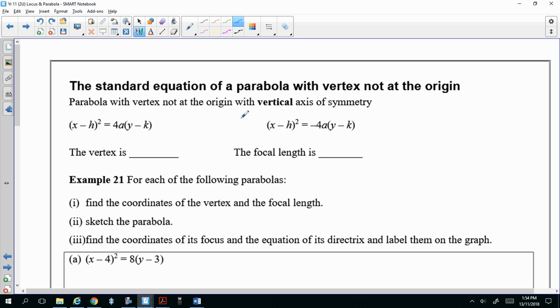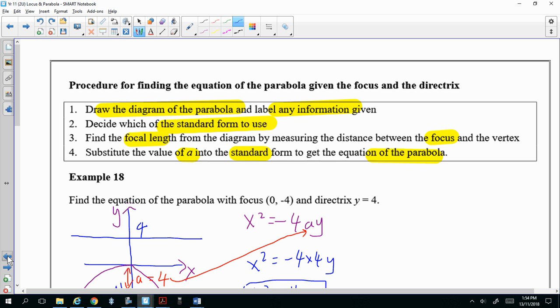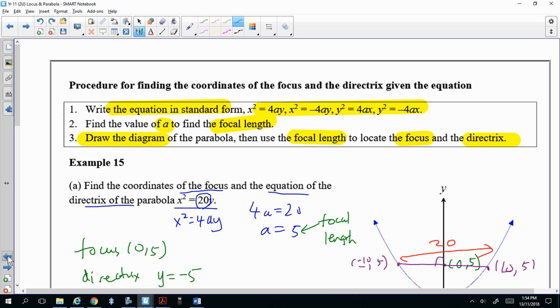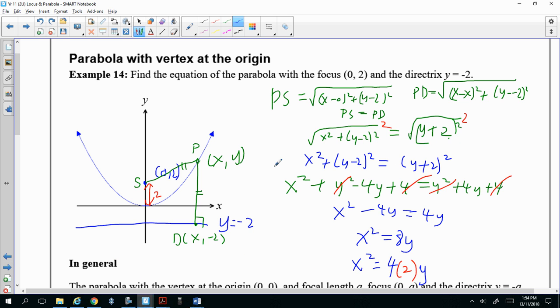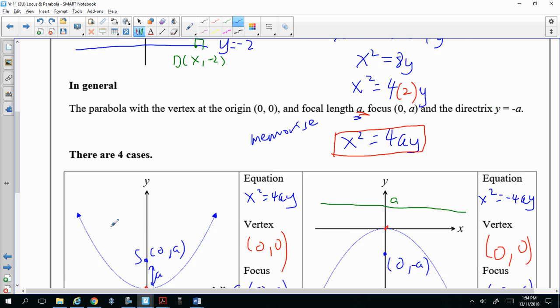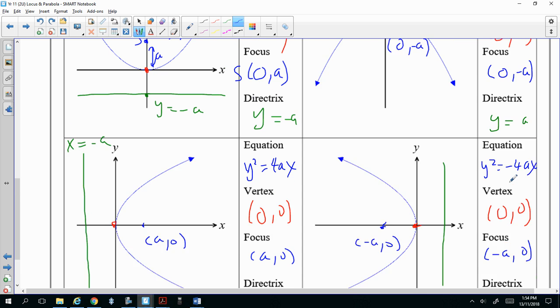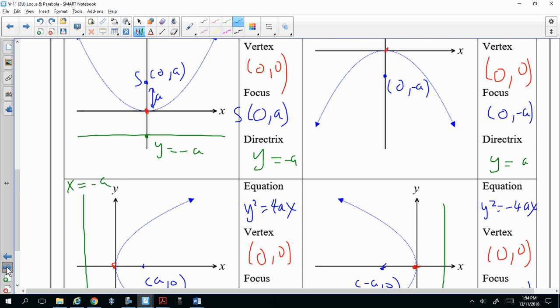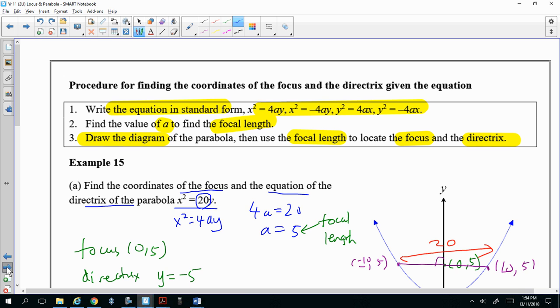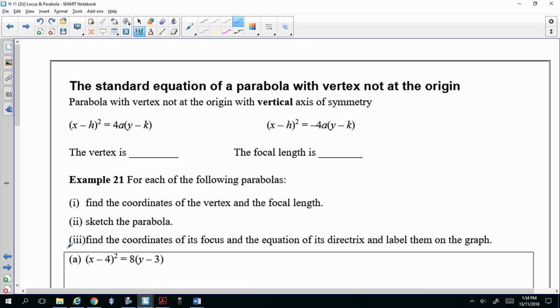Today we're going to do parabola with vertex not at the origin. So yesterday we looked at all four cases of a parabola, the two concave up and concave down parabolas, and then the sideway parabolas. All of these have the same vertex at the origin. So today what we're going to do is to look at the parabola with vertex not at the origin. So this is the general formula.